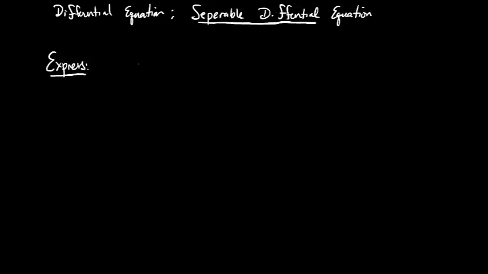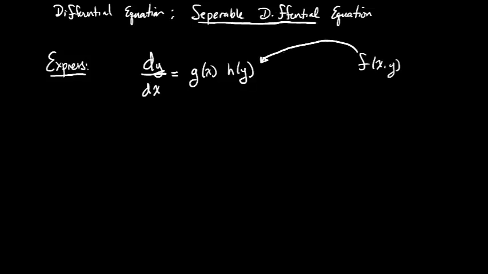So let's say that we have a first order differential equation, dy dx. We'll say this is a function of x and a function of y, very similar to how we said f of x comma y before, but now instead of saying f of x comma y, we're saying it's a function of x and a function of y.